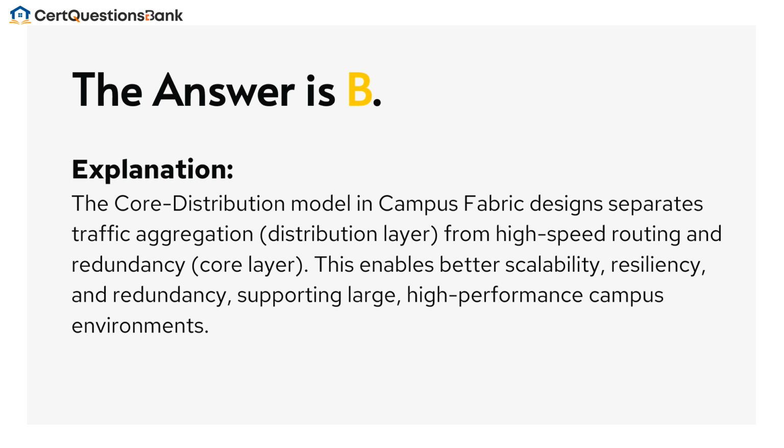The answer is B. The core distribution model in campus fabric designs separates traffic aggregation, distribution layer, from high-speed routing and redundancy, core layer. This enables better scalability, resiliency, and redundancy, supporting large, high-performance campus environments.